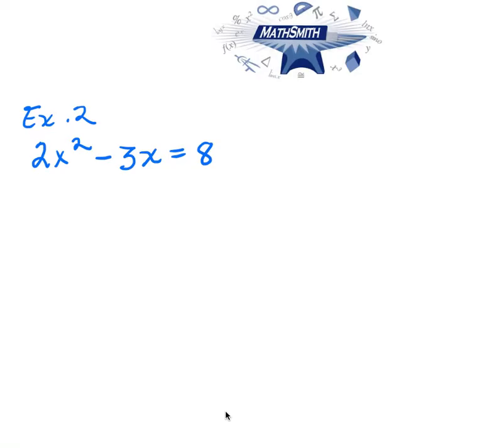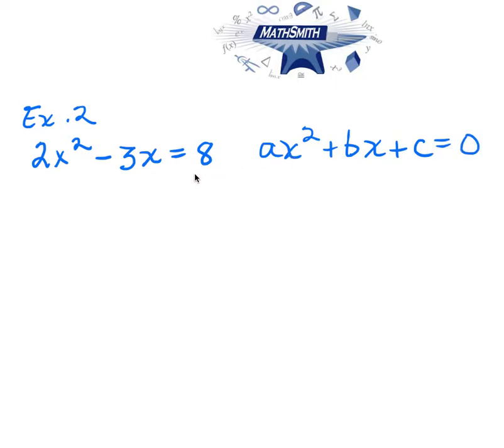Okay, students, so let's come back and look at example 2 now. It's 2x squared minus 3x equals 8. The first thing you have to ask yourself is, is this in standard form? And what again is standard form? Remember, it's this form: ax squared plus bx plus c equals 0.